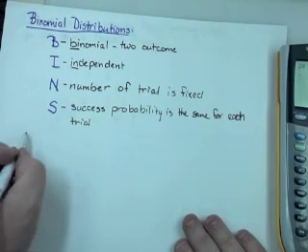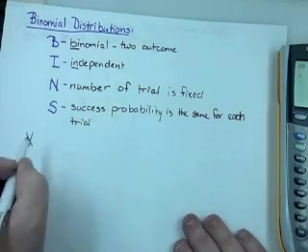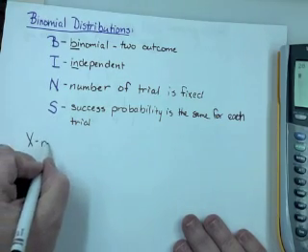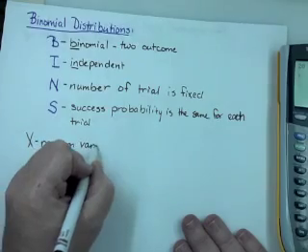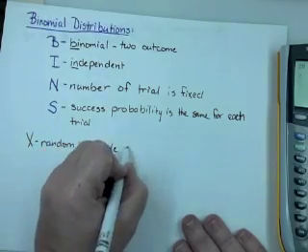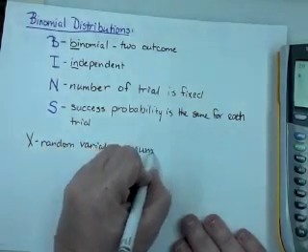When we do binomial distributions, remember we have x as our random variable. Our random variable stands for the number of successes.